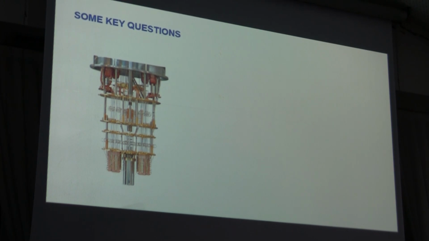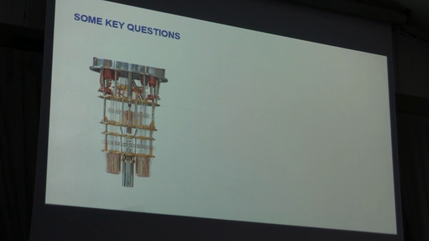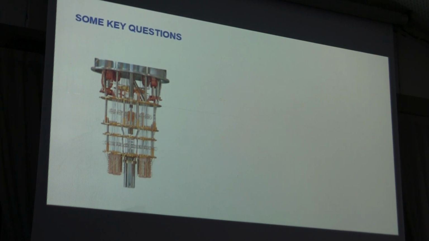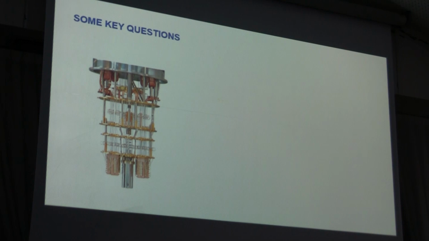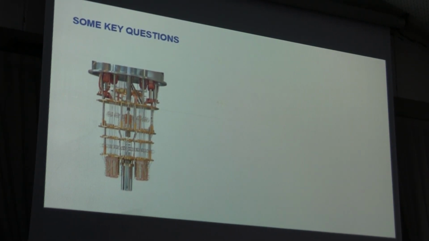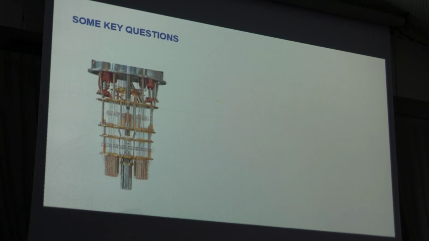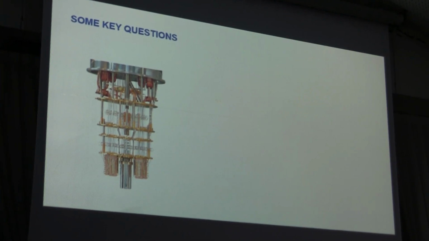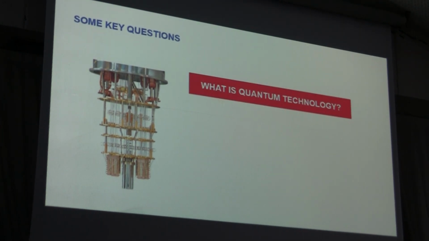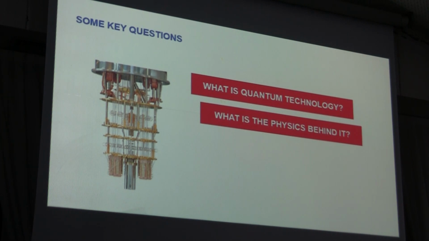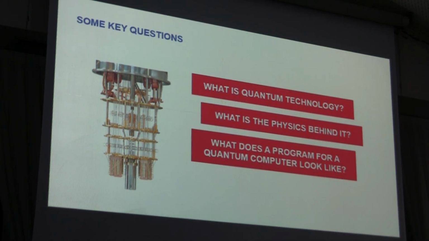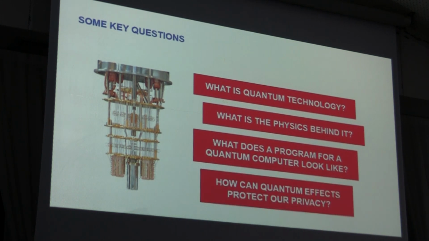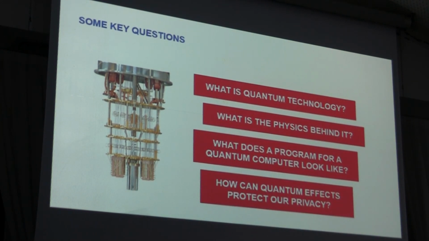Now, if you think about how a traditional introductory quantum physics course is set up, mostly we still begin with, I don't know, double-slit experiment, wave-particle duality, Schrödinger equation, hydrogen atom, potential wells, and so on. But what really is interesting for these fields are questions like these. What is quantum technology at all? What's the basic physics behind it? What does a program, what does an algorithm, a circuit for a quantum computer look like? How can quantum effects protect privacy? I'm thinking of the quantum cryptography protocols and so on.